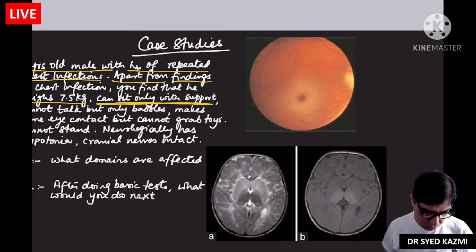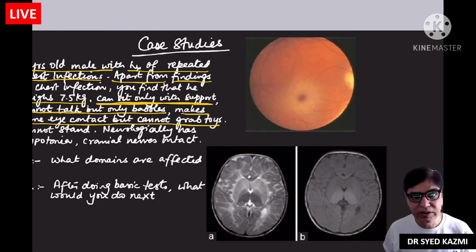He cannot talk, but only babbles. So he is at the babbling stage of 5 to 6 months. Again, you see in the speech, hearing, language domain, he's 3 years old chronologically, but his developmental age is that of a 5 to 6 month old child. He makes some eye contact, but cannot grab toys. So at 3 years, he should be able to do many things. He can't even grab toys.